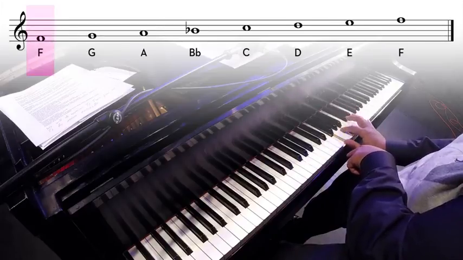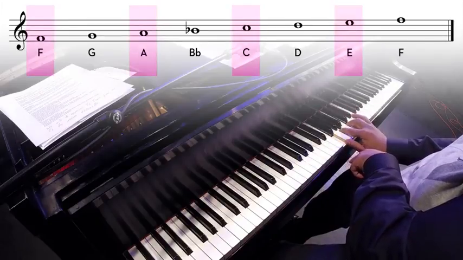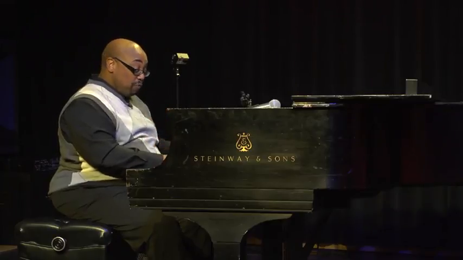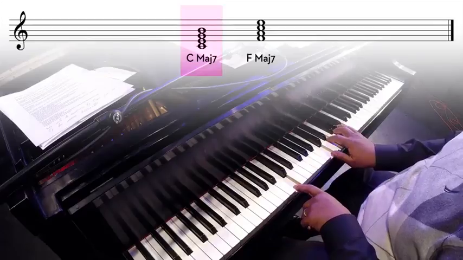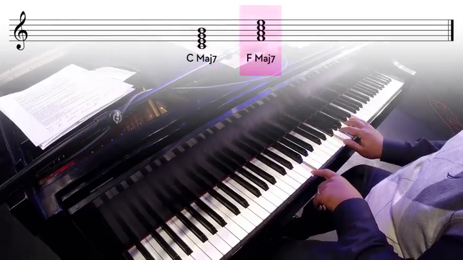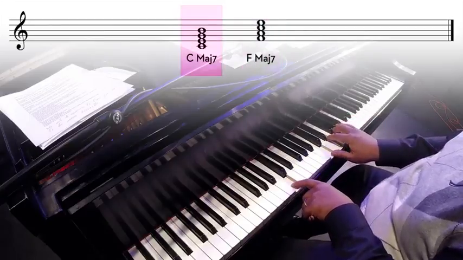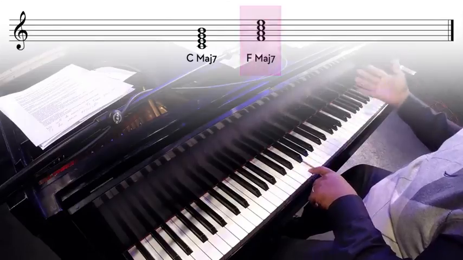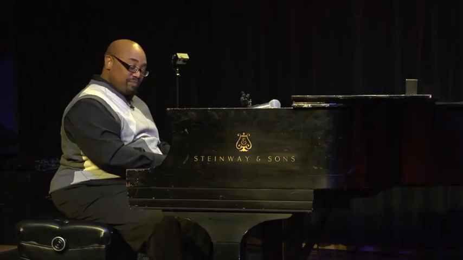So we have a 1, 3, 5, 7. That is your major 7 chord. So far we have C major 7 and F major 7. You can do a whole song just playing those 2 chords.